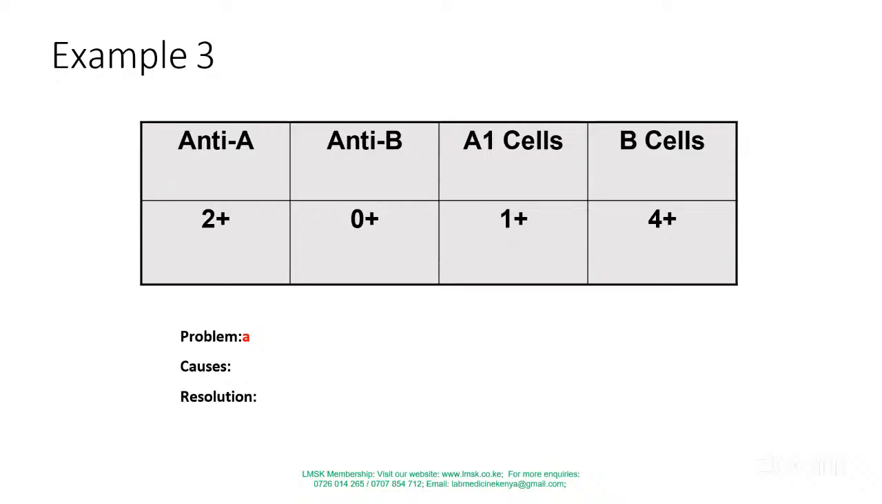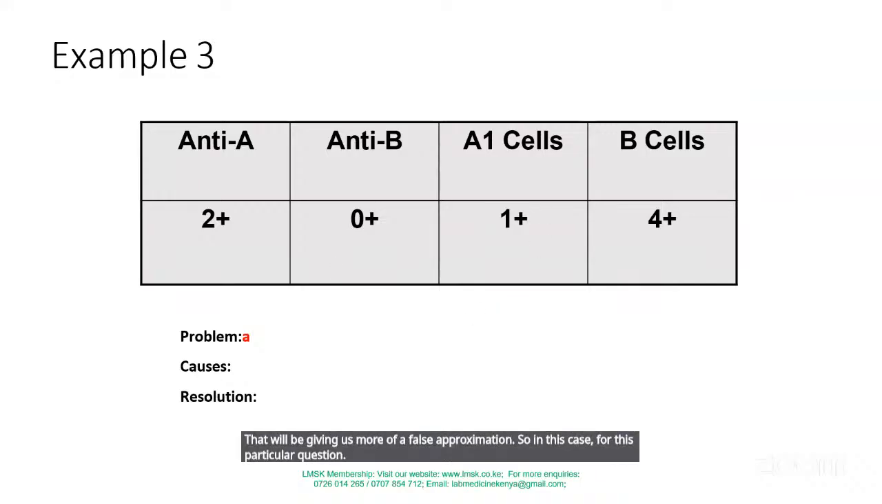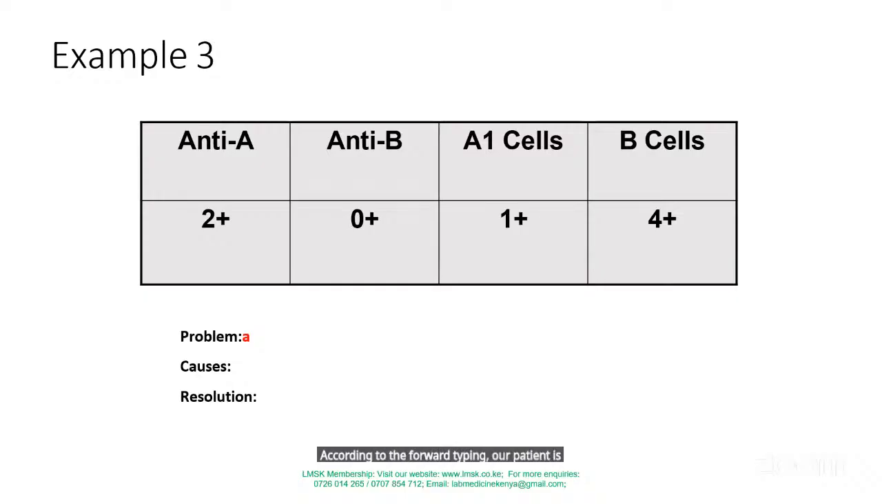So I think I've seen one response. Okay, a good trial on increased fibrinogen, but that will be giving us more of a false agglutination. So in this case, for this particular question, according to the forward typing, our patient is A. We're not having any reaction with anti-B.